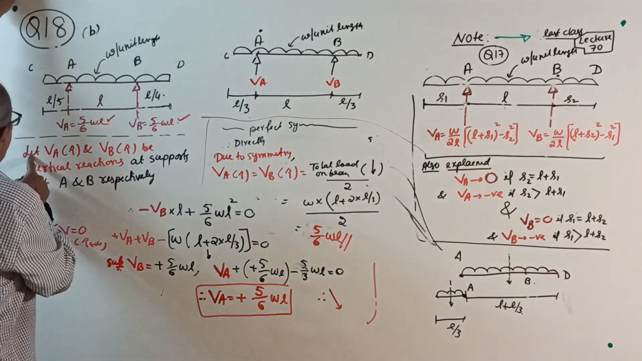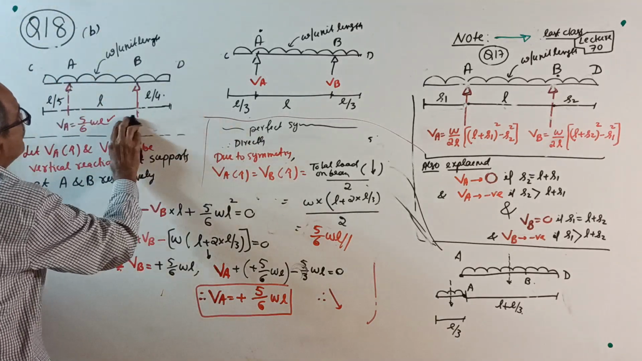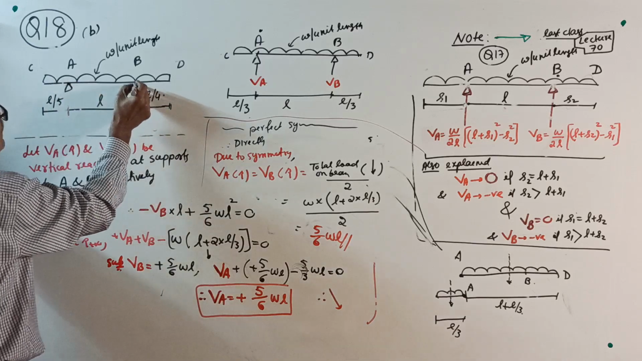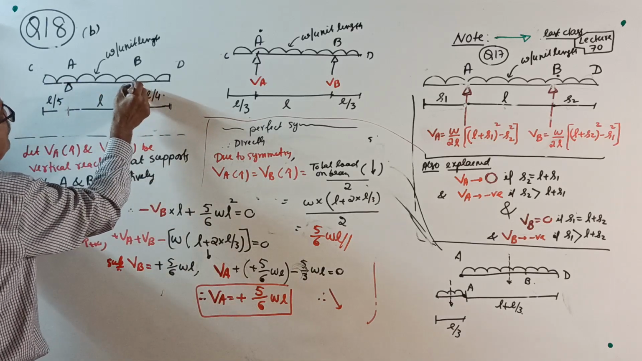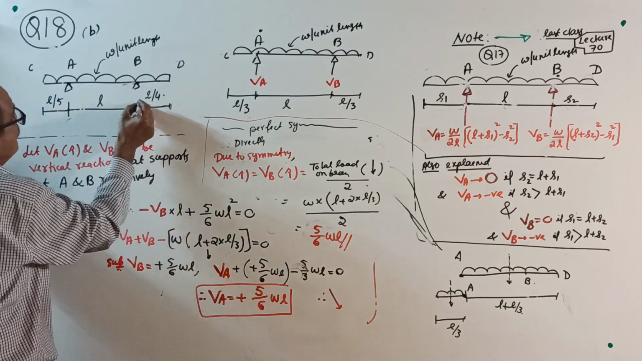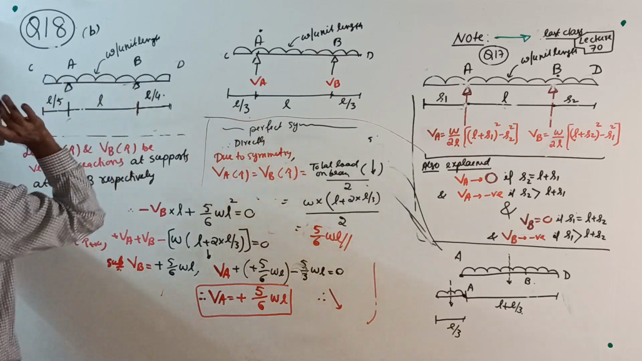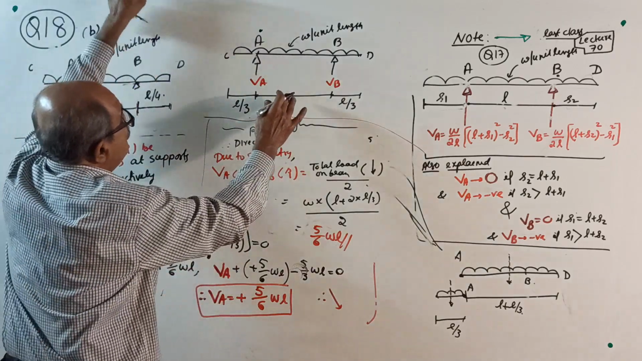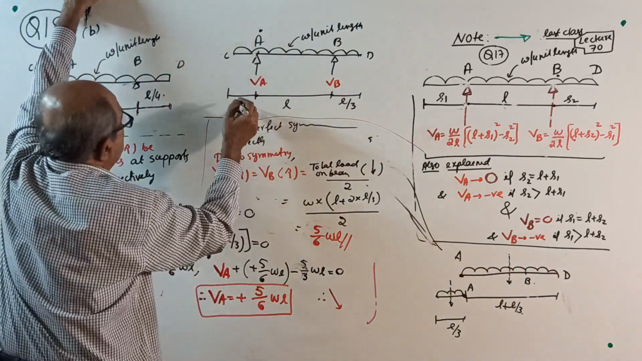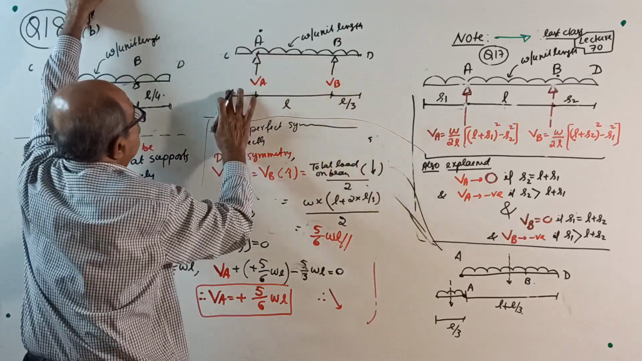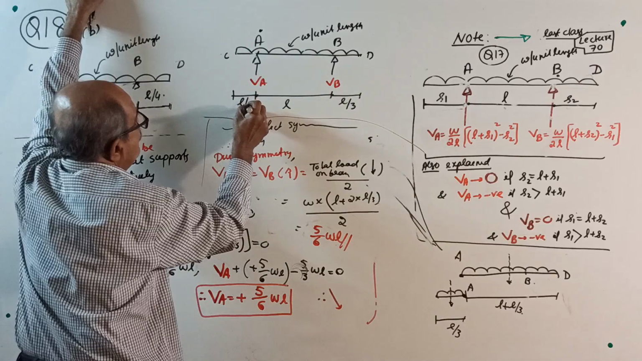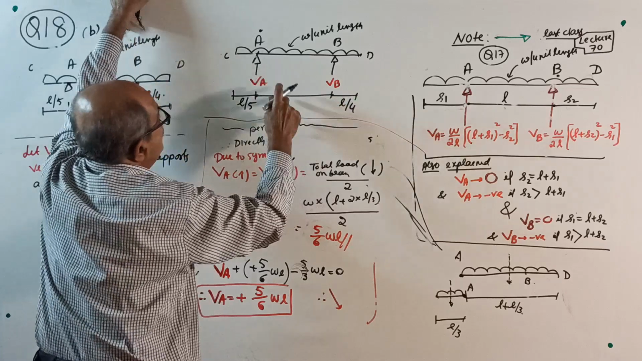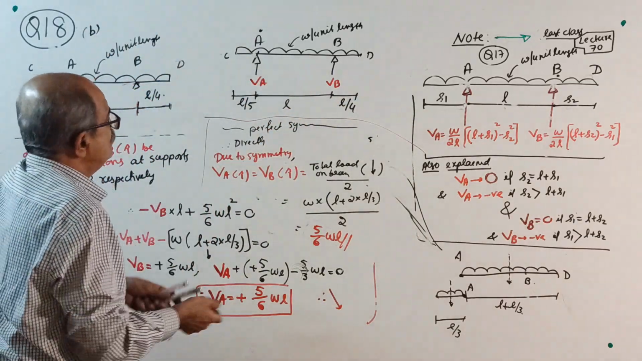Solution. Once again, draw a fresh diagram. This is the given beam, don't disturb it. Let VA and VB be the reactions as usual. Now put a sketch: this is L by 5, this is L by 4, and this is L. Scale is not required. Now remember, there is no symmetry.